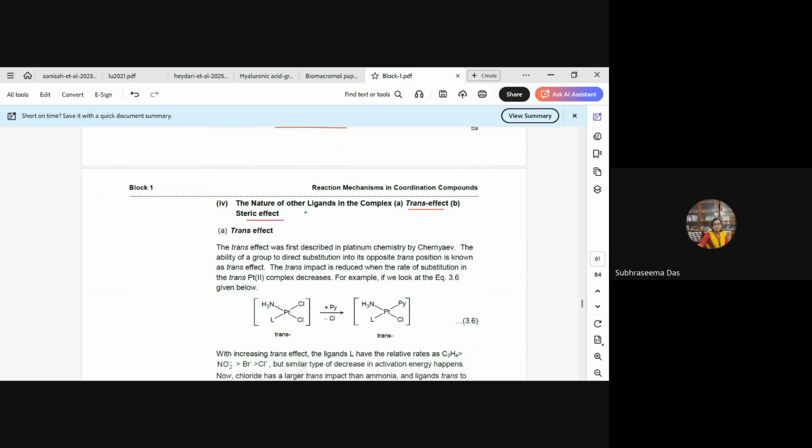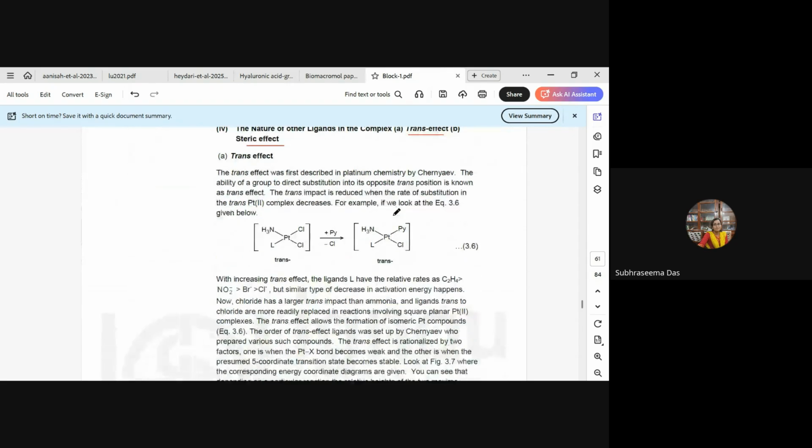So these are two, out of all these factors, this trans effect and steric effect are important because they heavily influence the rate constant of the substitution reactions. So first we will talk about the trans effect. This trans effect was first described by Chernyaev, the ability of a group to direct the substitution into its opposite transposition. So that is called the trans effect.